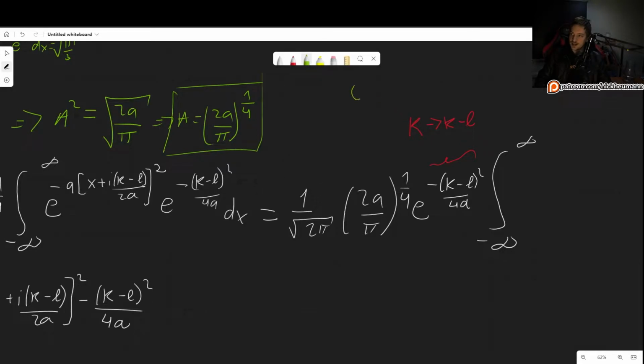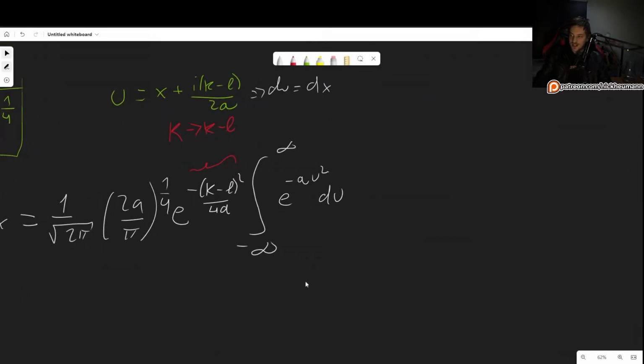We can say, all right, let u be x plus i(k minus L) over 2a, all squared. No, sorry, the squared is outside. That's my bad. Just like that. And that means that du is simply dx. So our exponent will now be e to the minus a times u squared du. And this right here is a Gaussian integral. Once again, I told you it was going to come up very often.